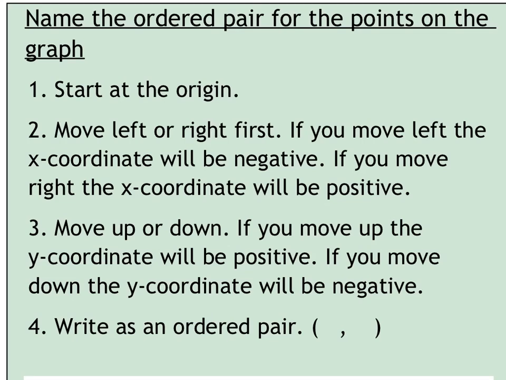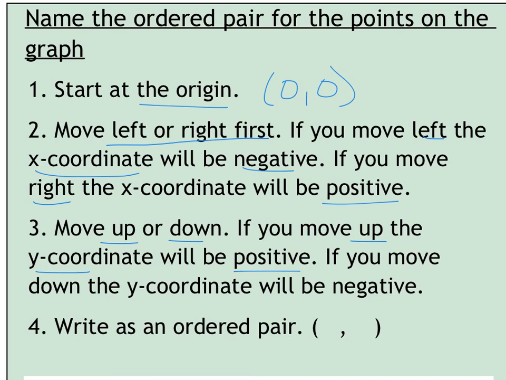So what about naming the ordered pair for the points on the graph? Again, you start at the origin. Then you move left or right first. We don't go up or down first, we go left or right first because that's our x coordinate. If we had to move left to get to the point, that would be negative. And if we had to move right, that would be positive. After we move left or right for the x coordinate, then we move up or down. If we move up for the y coordinate, it's going to be positive. And if we move down for the y coordinate, it's going to be a negative movement.